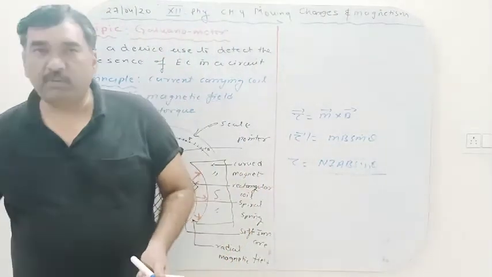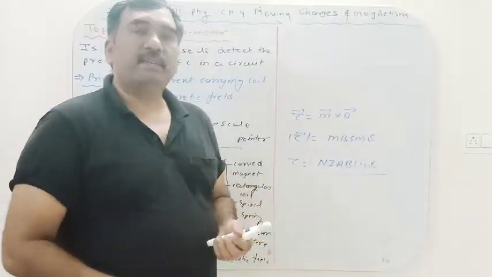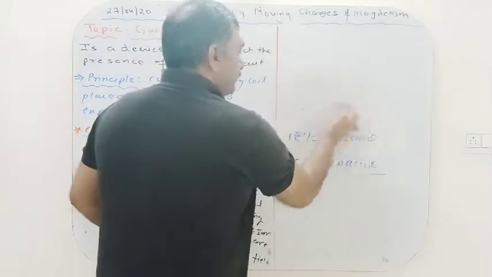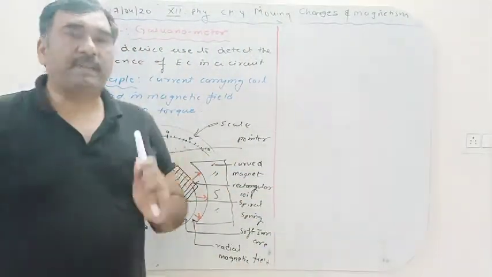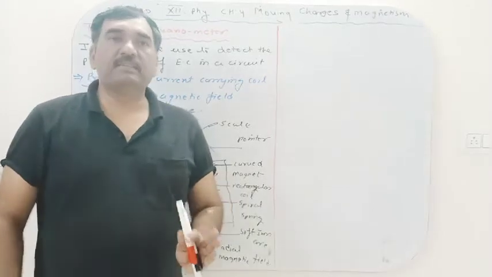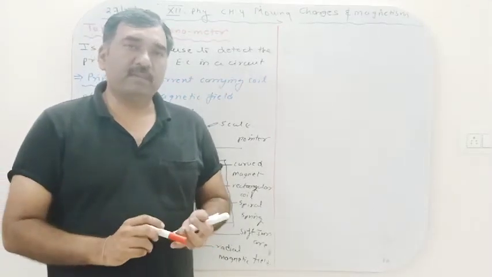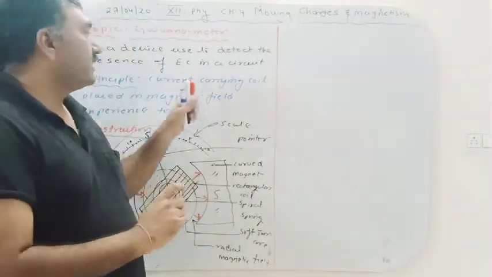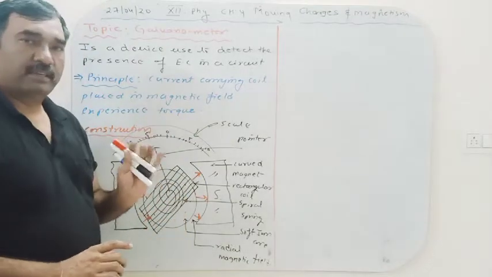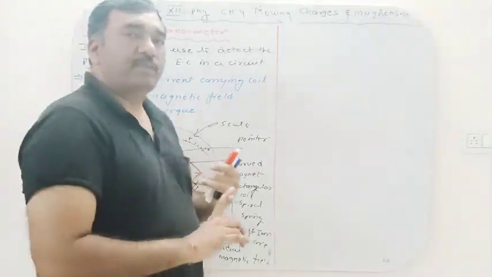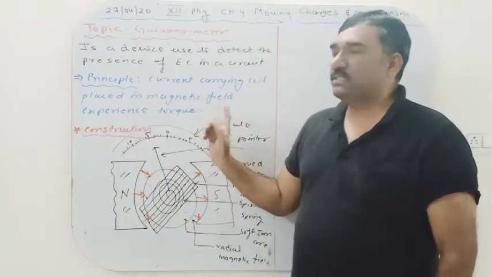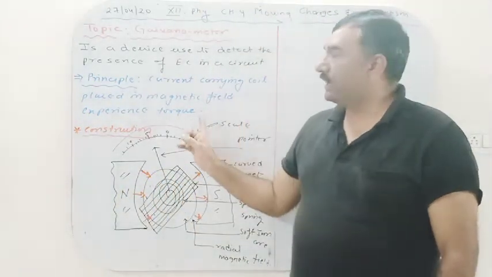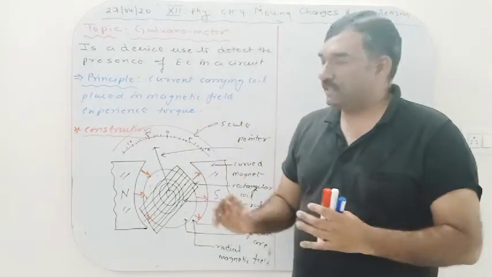So what do you mean by the word galvanometer? Galvanometer is a device which is used to detect the presence of electric current in a circuit. And what is the principle of the galvanometer? When a current carrying coil is placed in a magnetic field, it experiences torque.